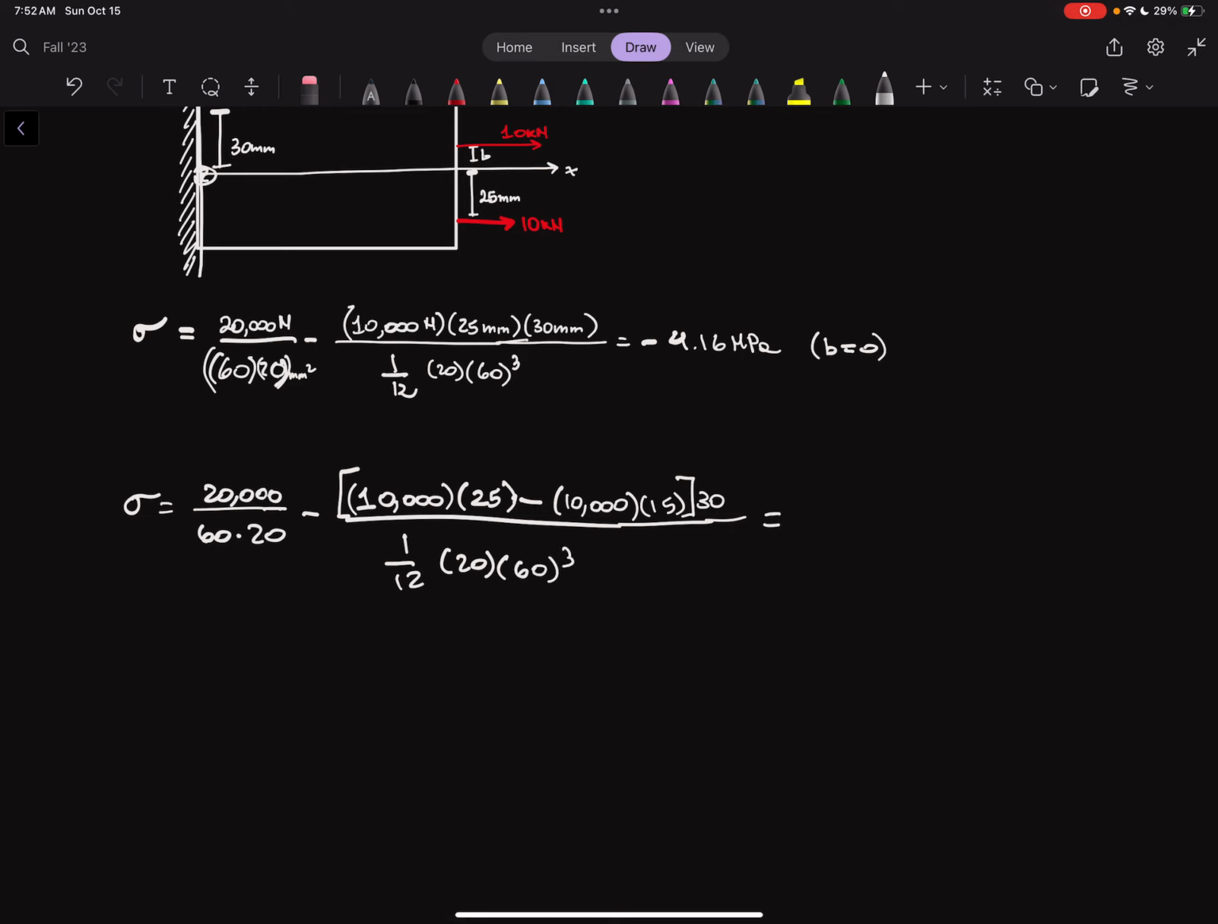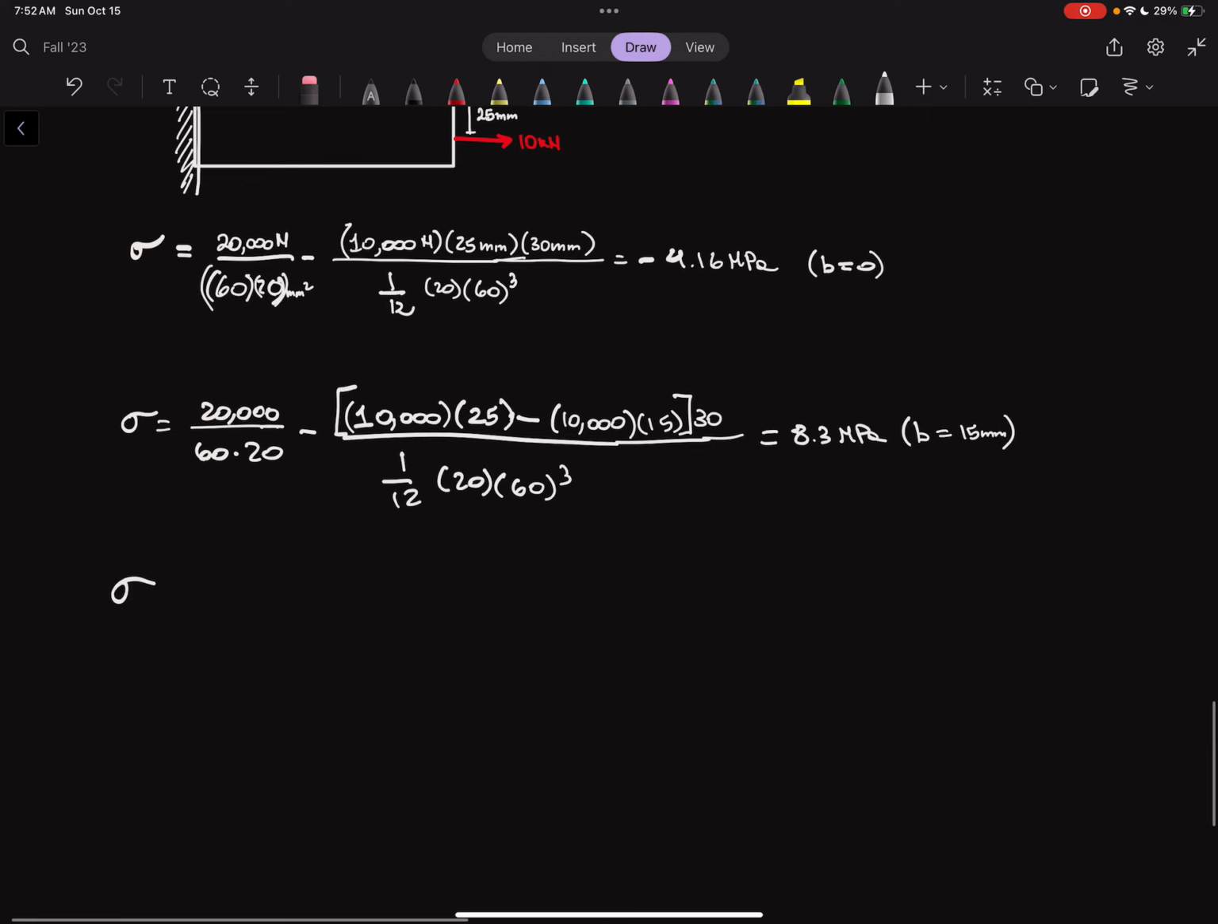And so let's input that into the calculator. Let me copy this and paste, and then I will take 10,000 times 25 minus 10,000 times 15, put it in its own parenthesis. And the bottom is going to be the same. And so what I get is 8.3 megapascals. That's for B equal to 15 millimeters.